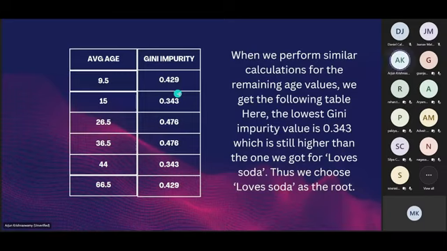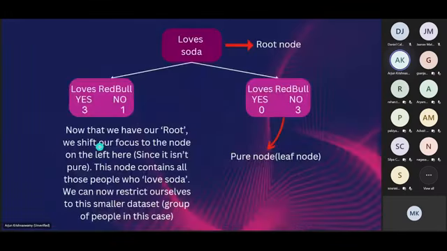And earlier, when we calculated the Gini impurity for Love Soda, we found that the value was 0.214, which is less than this. So we have come to the conclusion that for Love Soda, the Gini impurity value is the least. So we are able to extract the maximum information out of that split. So we will be using that as a root node. After all this calculation, we just found out what the root node is. So Love Soda is the root node.